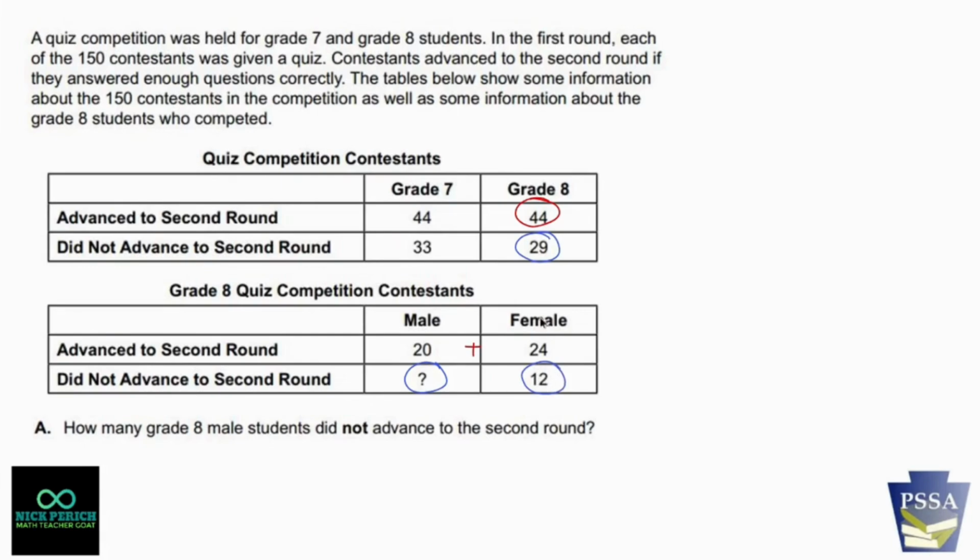So common sense tells us, all right, well, if 29 kids in 8th grade did not make it to the second round, and I don't know the males, but I do know that the females are 12, all I'm going to do is do 29 minus the 12 females, and that gives me the number of males who did not advance to the second round. So 29 minus 12 is 17. So we will say 17 male students.